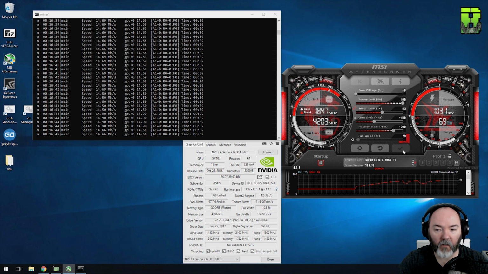Let's try and get 200 out of it. I expect it to fail here, but let's just see. Curiosity killed the cat, right? So at 200 core clock, it's still running. We're getting 14.9 out of it, 14.8. Very similar hash rate. It's pulling 103 watts still. It's not doing much on the core clock here. Might get a bit more out of it.